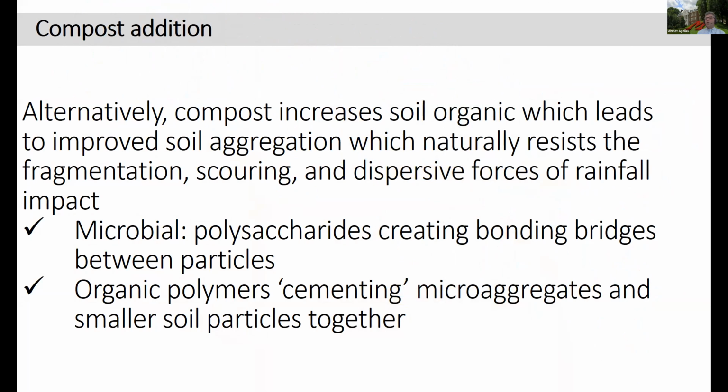If you look at the compost only, how it affects, compost increases the soil organic matter, which leads to improved soil aggregation, and then naturally resists the fragmentation, and then scarring. And this basically comes from two parts in the compost. One could be the microbial part, polysaccharides creating bonding bridges between the particles. And also it may come from the organic polymers, organic elements, that cement the micro aggregates and the smaller soil particles together.